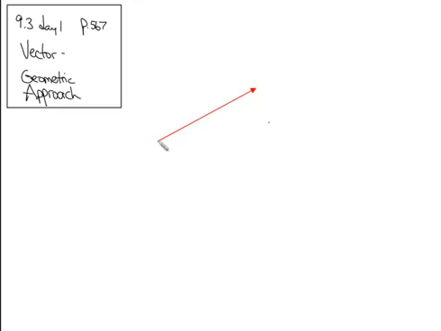There are 2 points on a vector. The first one is known as the initial point, and the other one at the tip of the arrow is known as the terminal point, meaning that it ends there. So the arrow on vectors does not indicate that it goes on forever. It indicates which direction the vector is pointing. What we typically use vectors for is to represent things like force or velocity, things that have 2 components to them.